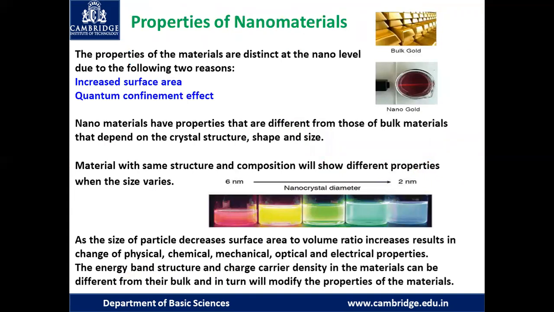Properties of nanomaterials. So here it is shown bulk gold. It is yellow in color. But if you go to nano gold, the color of the gold will change from yellow to ruby red. The properties of the materials are distinct at the nano level due to increased surface area and quantum confinement effect. Nanomaterials have properties that are different from those of bulk materials that depend on the crystal structure, shape, and size of the nanomaterials.